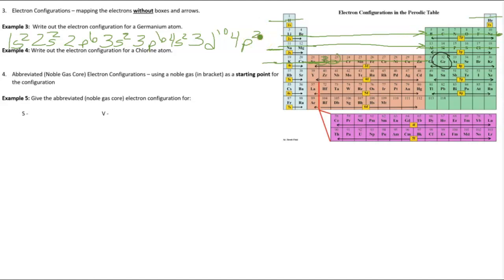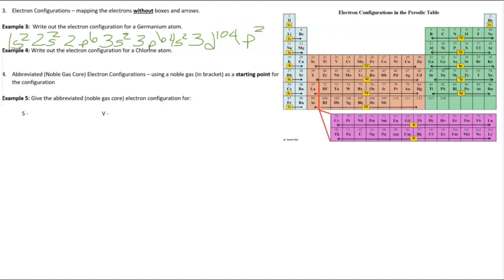All right. Now we're going to look at chlorine. Chlorine is a little bit smaller. I'll fill this back in for you. So that was 3D10, 4P2.